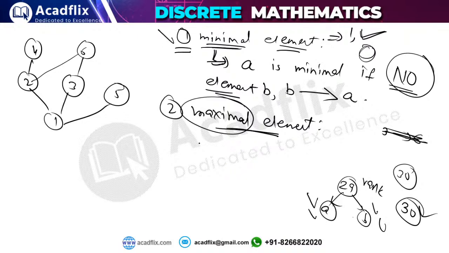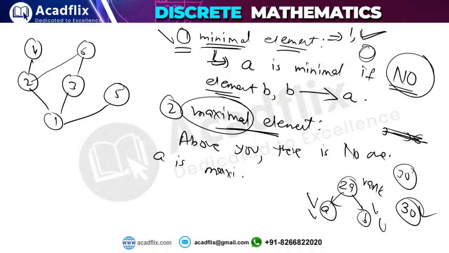What is the definition of maximal? Maximal says that above you there is no one. I can say A is maximal if there is no element B such that A is related to B. Basically, no element B is there such that B is above A. There is no such element, so then we will say that it is maximal.